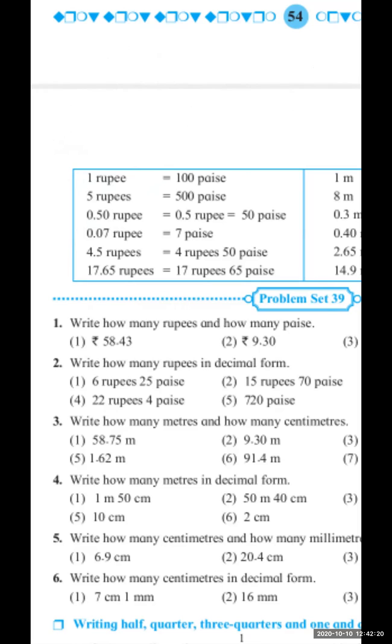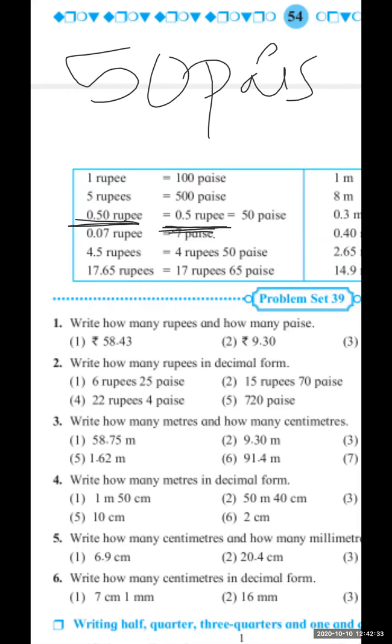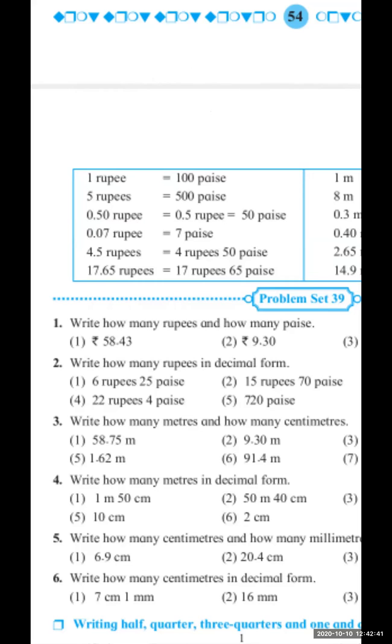Okay, so 0.50 rupees means 0.5 rupee. So 0.5 rupee means 50 paise. 0.5 rupee means 50 paise. 1 rupee means 100 paise, 0.5 rupee means 50 paise. Correct. Next, 0.07 rupees.